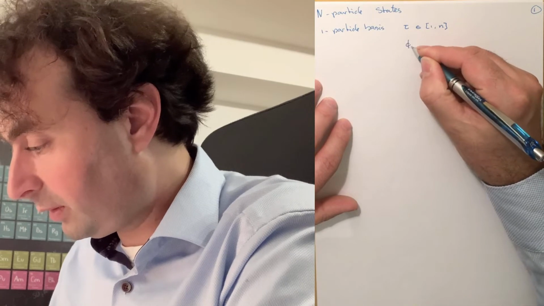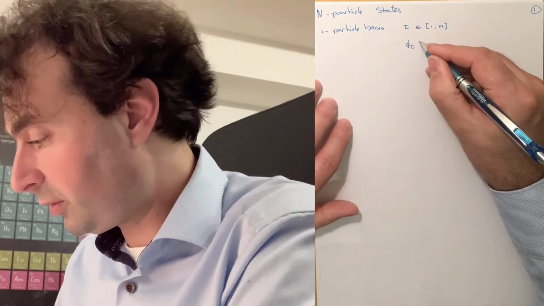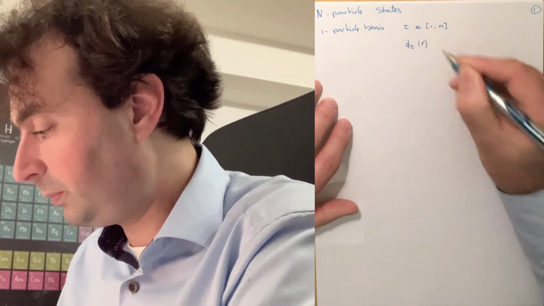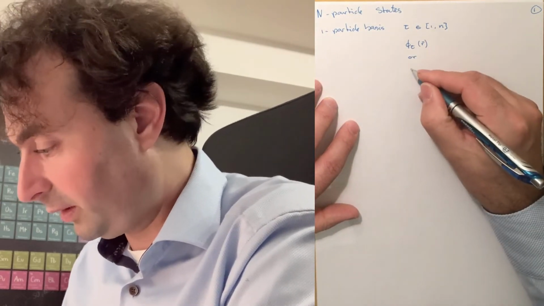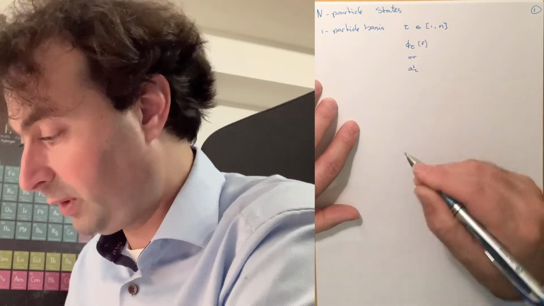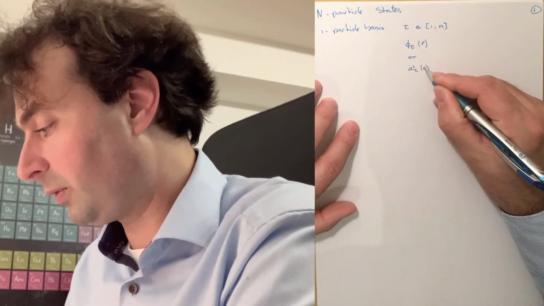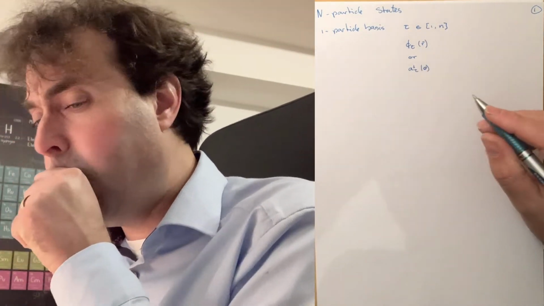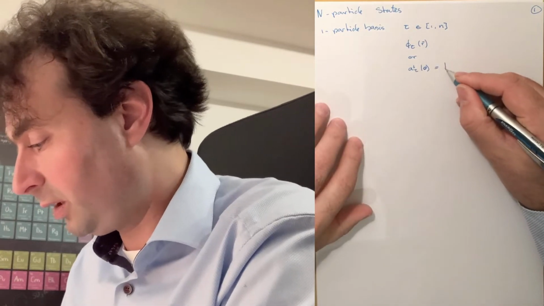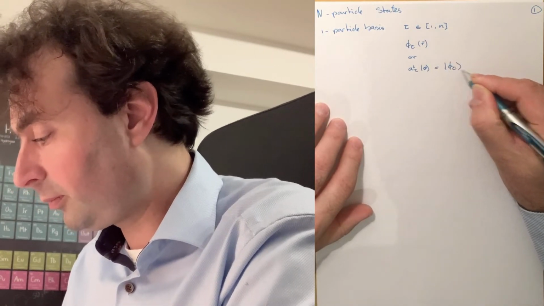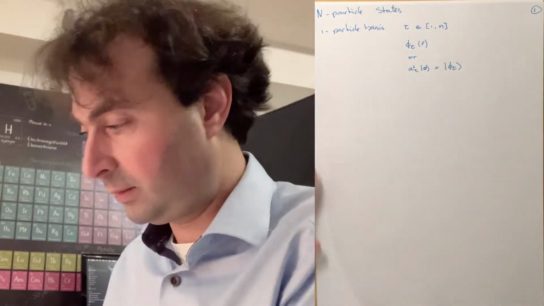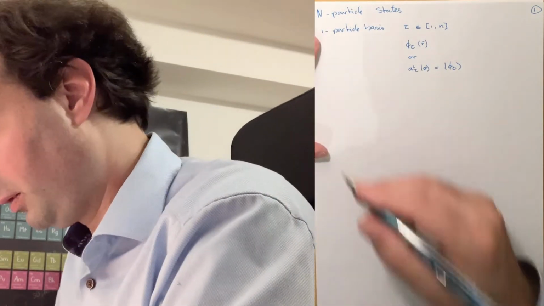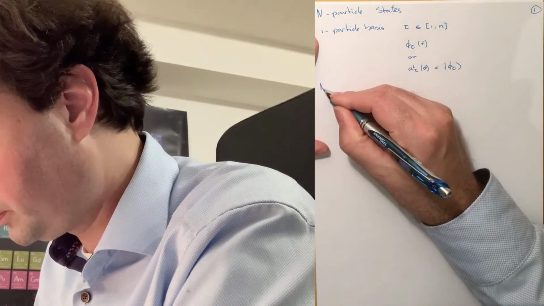Then we have our wave functions, psi of tau as a function of r, or we can say we create particles with quantum number tau out of the vacuum, which is equal to the ket of psi of tau. So that's for a single electron or a single particle.